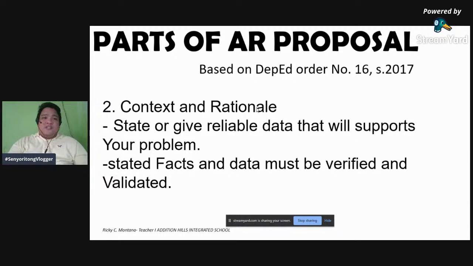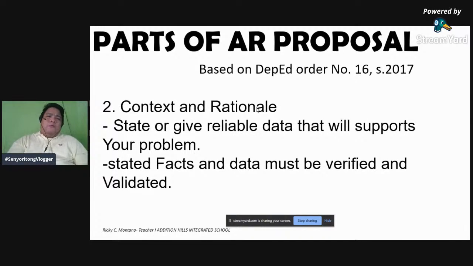So say for example, if you are teaching, you may use results of periodical tests. If your problem is all about the performance of the students, you may use the result of the periodical test because it was validated already. Or if you have a problem with reading comprehension, then you may use Phil-IRI. All right.